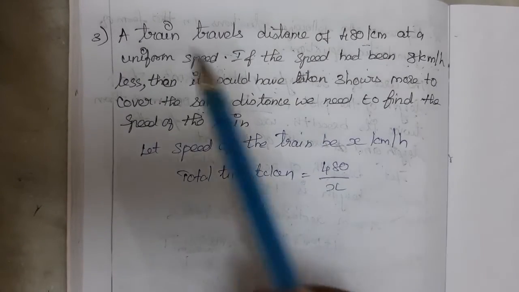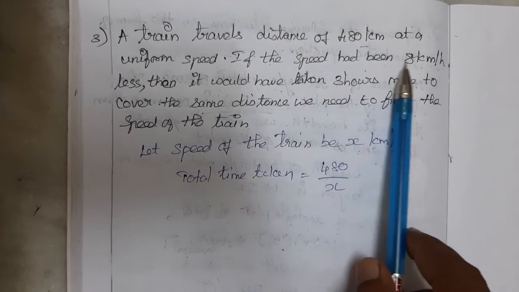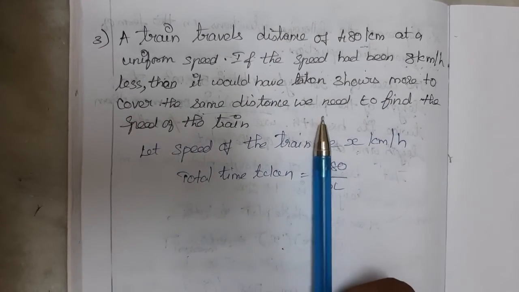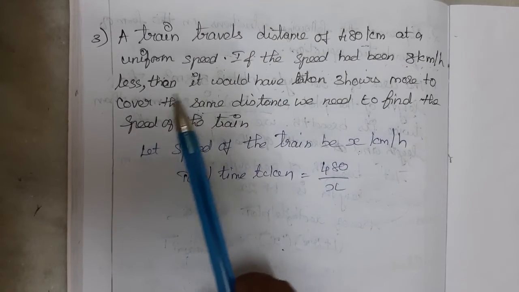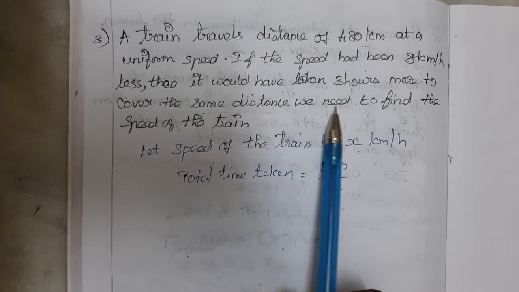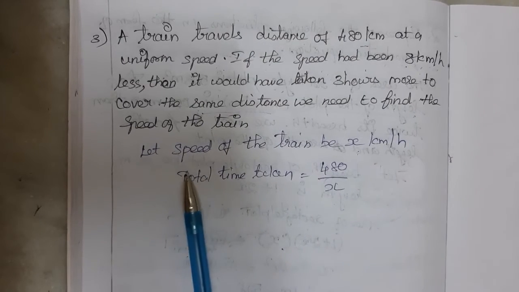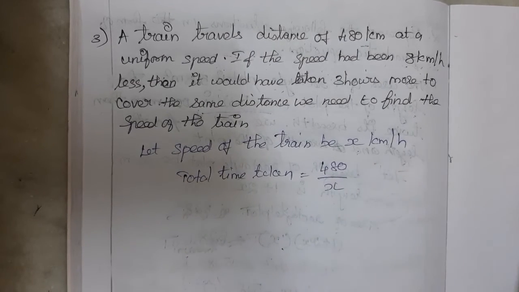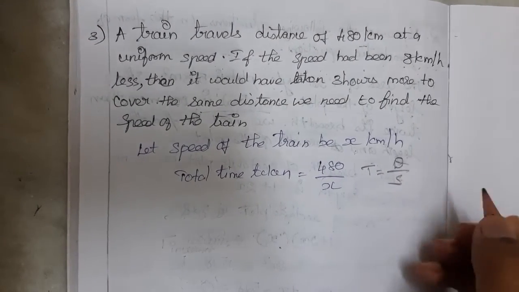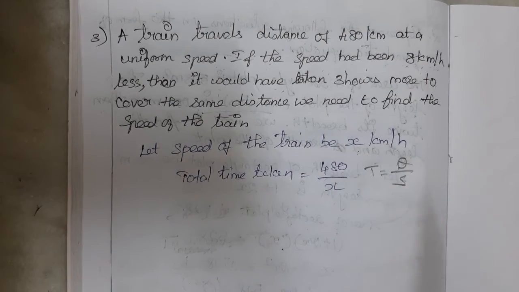So here we go for the next word problem. A train travels a distance of 480 km at a uniform speed. If the speed had been 8 km per hour less, then it would take 3 hours more to cover the same distance. So the speed is decreased and the time has increased for the same distance. We need to find the speed of the train. Let the speed of the train be x km per hour and the total time taken is 480 by x. The formula is time is equal to distance by speed, right? The distance is 480 and the speed is x.